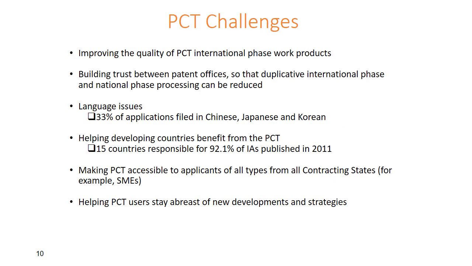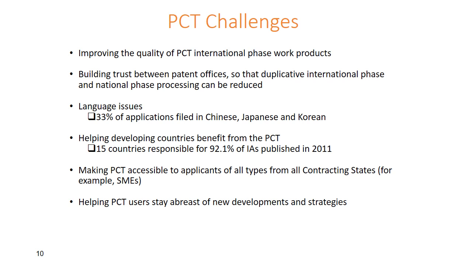Next we are going to see about the PCT challenges. So there are so many PCT challenges. First, we have to improve the quality of PCT international phase work products. Second, we have to build the patent offices so that the duplication of the application in the international phase and the national phase will be reduced. Next will be the language issues, which are faced by most, about 33% of applications, that are filed in Chinese, Japanese, Korean, etc. So that should be reduced in most countries.